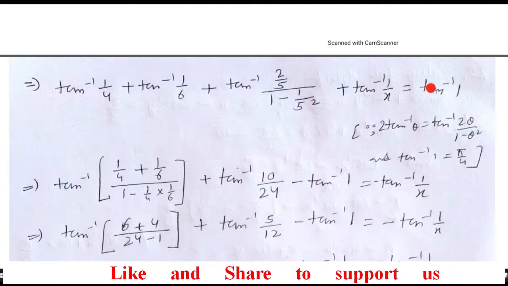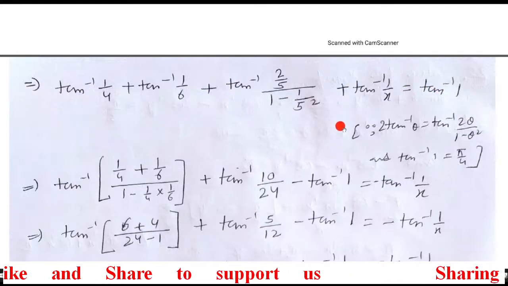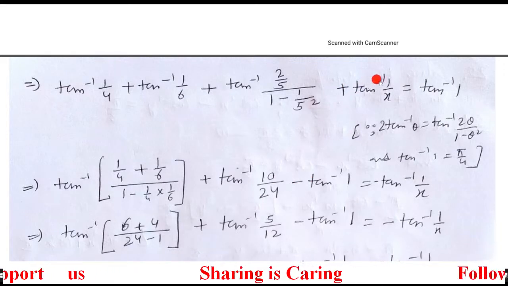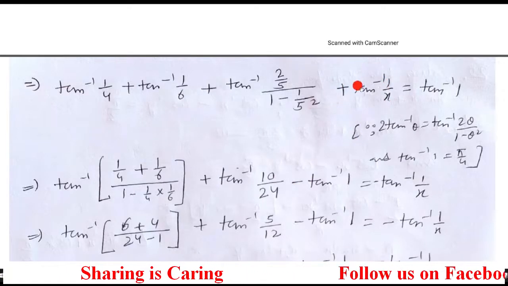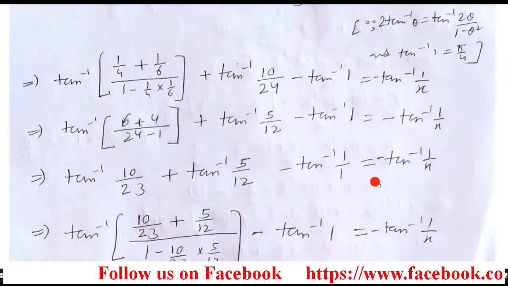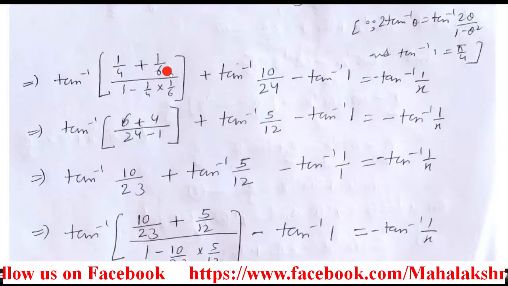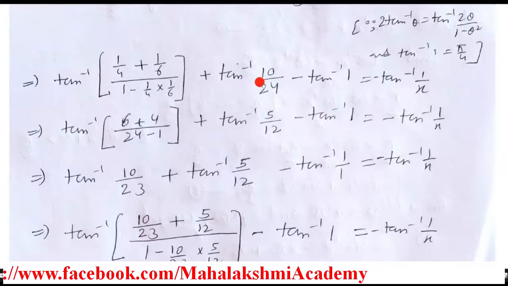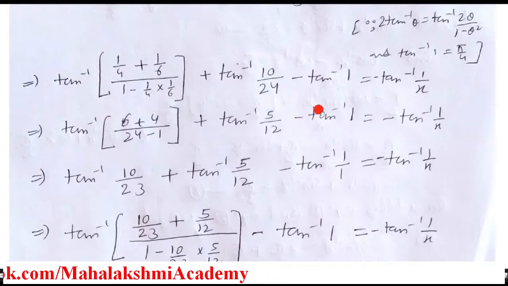Now this tan inverse 1 I shifted to this side, so since it was positive, it became negative, and plus tan inverse 1 upon x I shifted to the other side, and since it was positive, it became negative. Now in the next step, I took the LCM and simplified, so I obtained this step. Here I cancelled, so I got 5 upon 24, and the other terms I kept as they are.